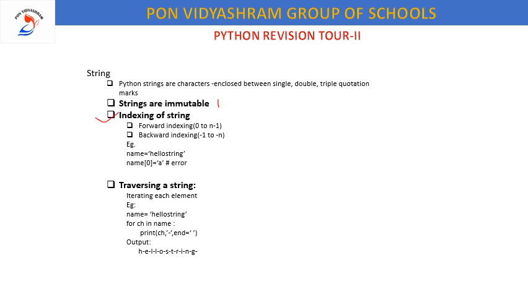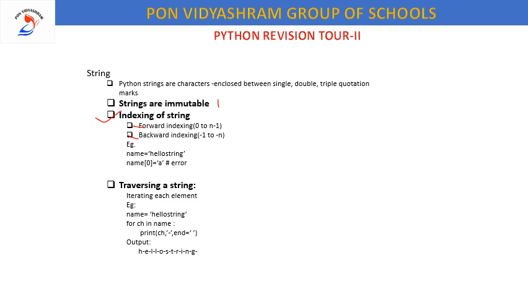Next, we are going to learn about the indexing of a string. What is the indexing of a string? Continuous characters are stored in memory, and I need to name or number them to fetch the data. There are two types of indexing in a string: forward indexing and backward indexing. Numbering the string from left to right is called forward indexing, and numbering the string from right to left is called backward indexing.